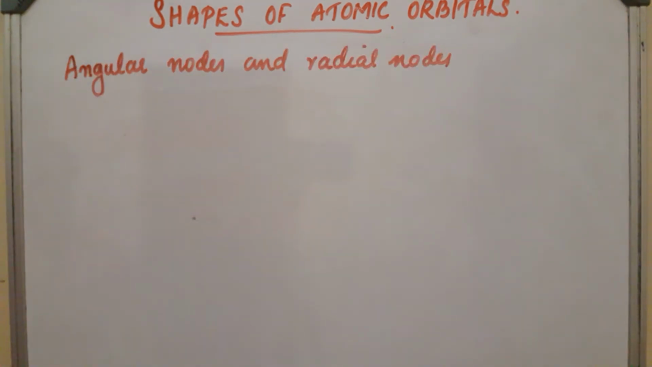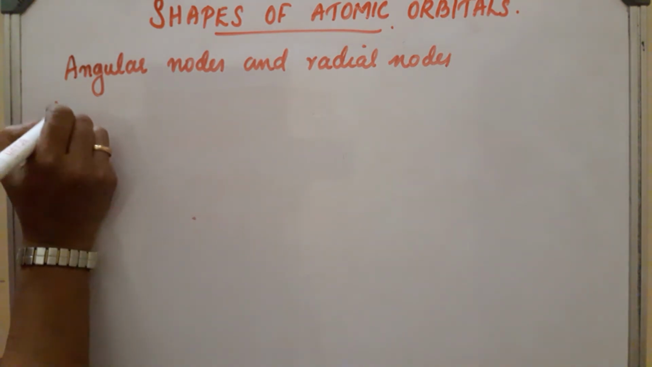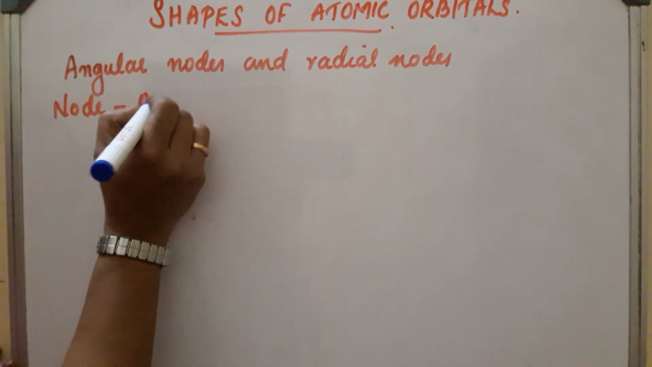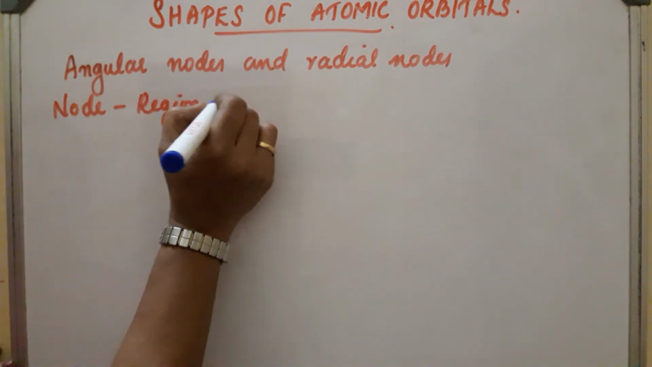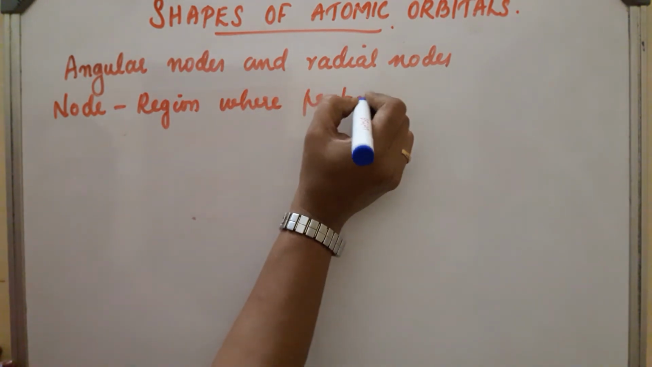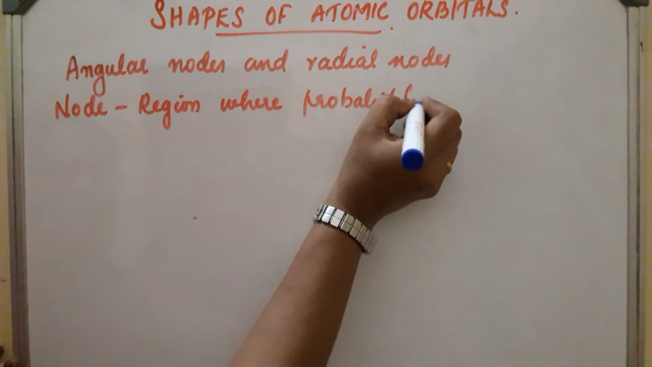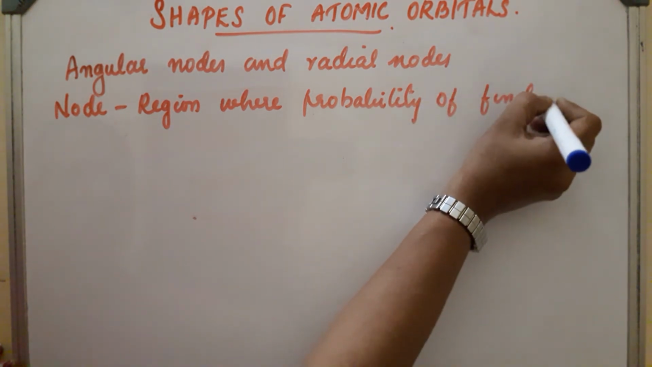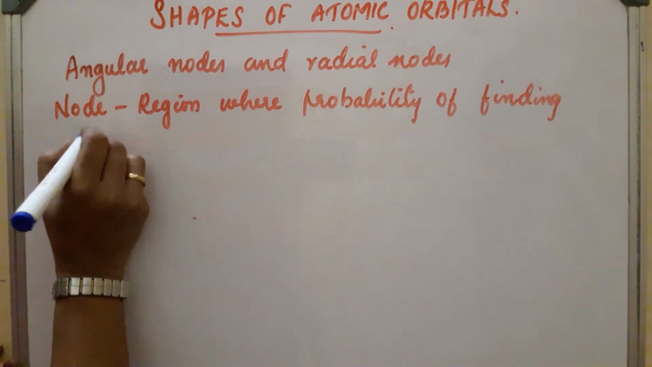Next we are discussing angular nodes and radial nodes. So what is a node? We already discussed. Node means the region where the probability of finding the electron is 0.